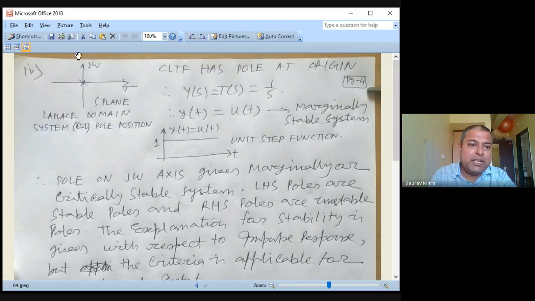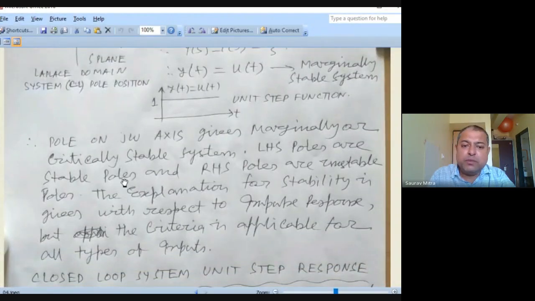So if there is a pole here, plus 2 j omega and minus 2 j omega, that means what is the transfer function? 1 by (s plus 2 j) into 1 by (s minus 2 j). That means s square plus 4. So 1 by s square plus 4, this will be a sinusoidal waveform. And that is called a sustained oscillation with some amplitude. So poles on the j omega axis give a marginally or critically stable system. Okay. So LHS poles are stable poles and RHS poles are unstable poles.